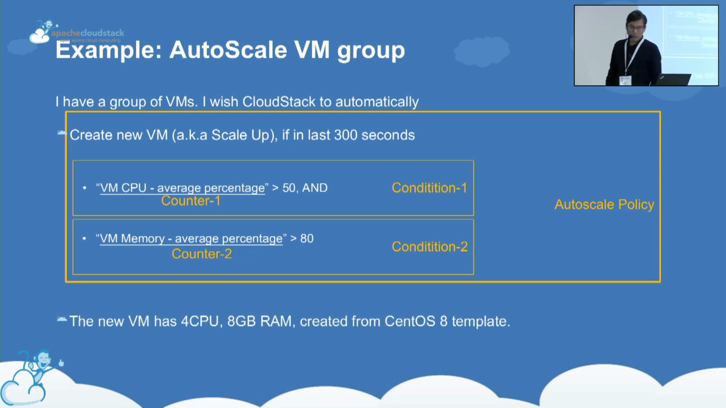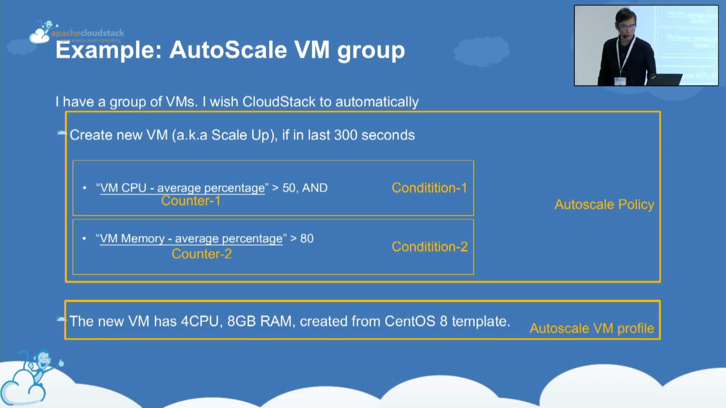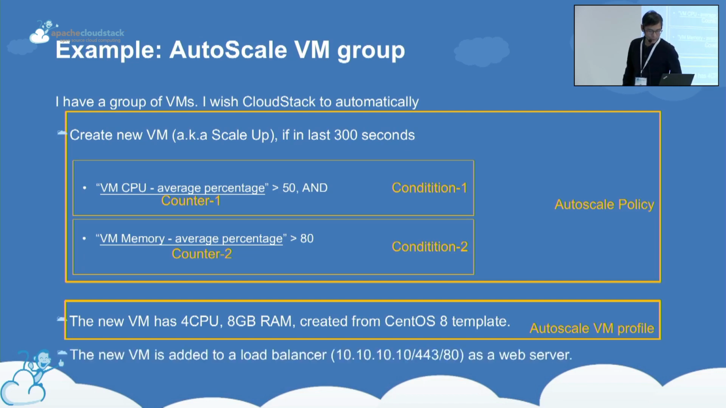And there are some other things we want. The new VM has 4 CPUs and 8 GB memory, and it is created from a CentOS 8 template. So this information is the AutoScale VM profile. And another important requirement: the VM is added to a load balancer. So for example, 10.10.10.10, and the public port is 443, and the private port is 80. So it will act as a web server. All of this is a very simple AutoScale VM group.